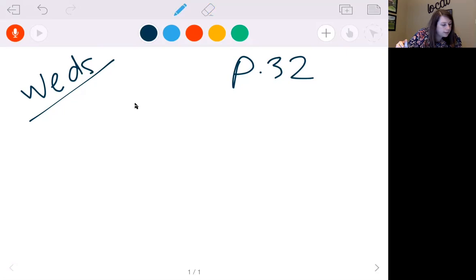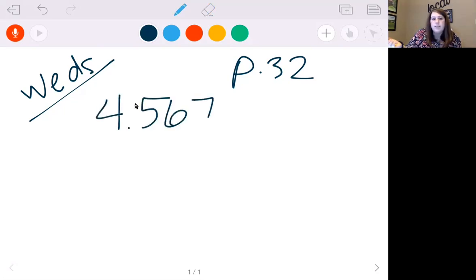Let's look at one like 4.567, 4 and 567 thousandths. If I told you to round to the underlined place, that 5, look to the number at the right. 6 is more than 5, so 5 goes up to a 6. I keep that 4, and then everything else can be dropped off. So to the nearest tenth is 4.6.